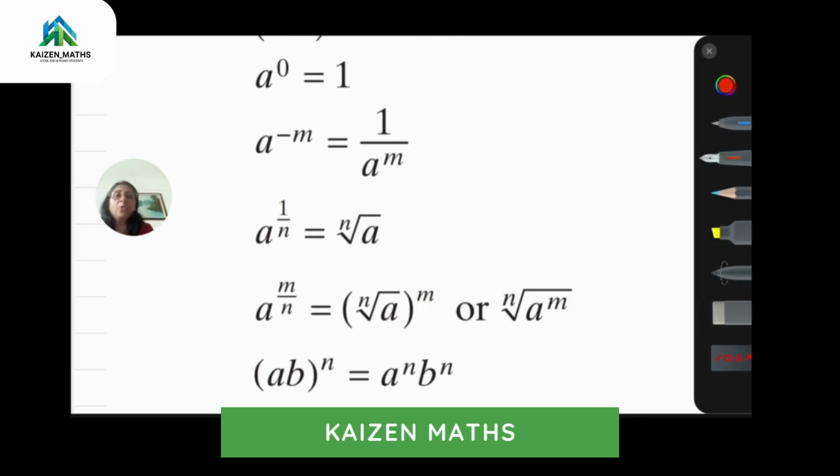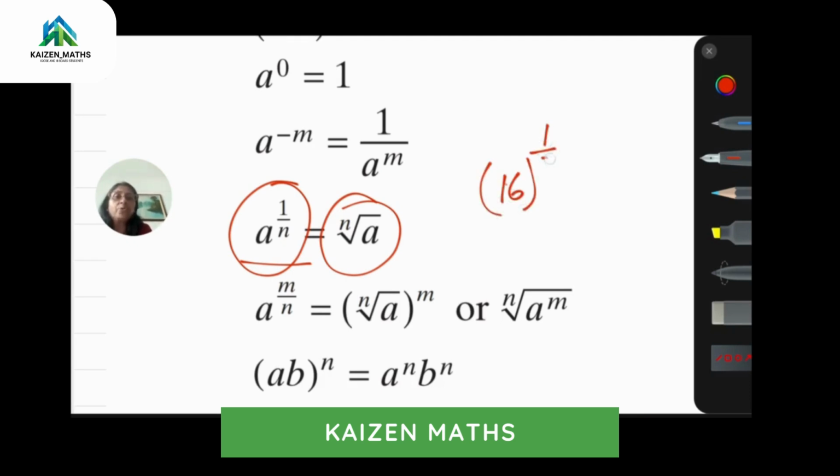Our next rule is a raised to the power 1 upon n. If the power is a fraction, it can be in the form of a square root, right? How? Look at this. If it is written 16 whole to the power 1 upon 2, 16 is our base. Okay? So remember that. Now we can write this.